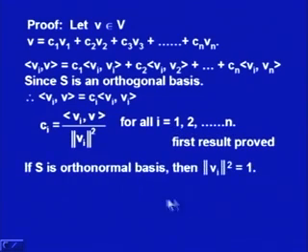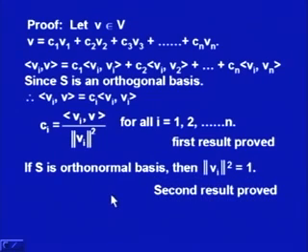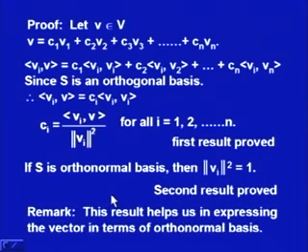And of course, if S is an orthonormal basis, then the norm of vi squared is equal to 1 for all i's, and that is why we have the second result. So, this is another interesting result. Now, this is interesting because this result helps us in expressing a vector in terms of an orthonormal basis.